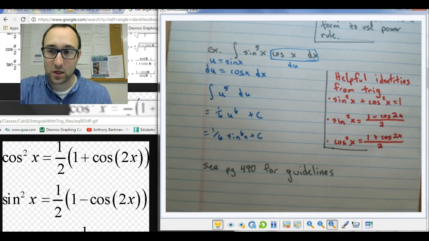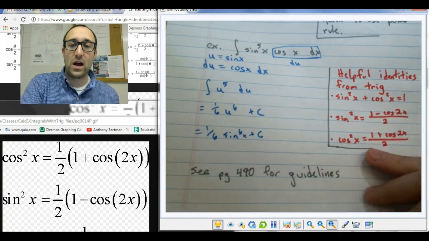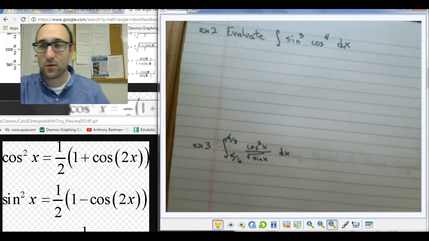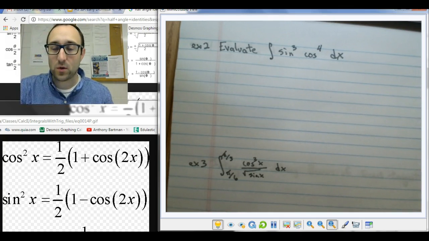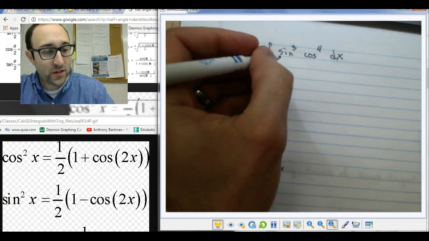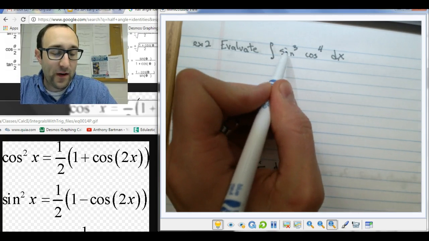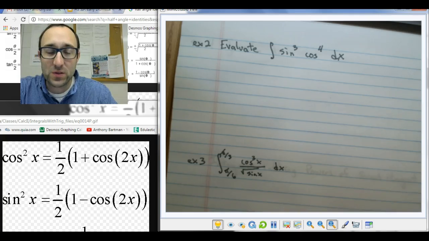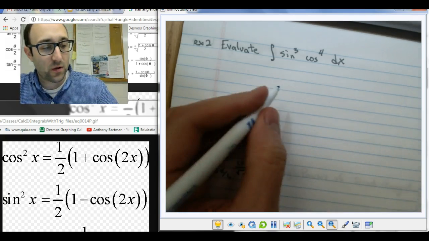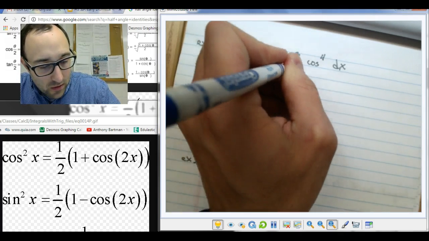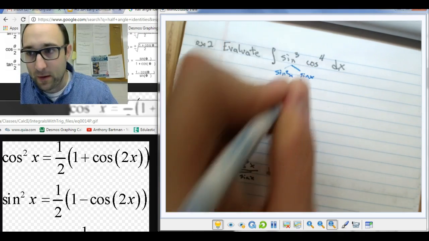I'm going to assume that you're going to go and look at those, and then we're going to move right on to this next example. It says evaluate sine cubed cosine to the fourth. What we're going to do first is, I don't like this cube. If I had a sine squared, I could probably rewrite it as 1 minus cosine squared. So I'm going to break this up into a sine squared x and a sine x.